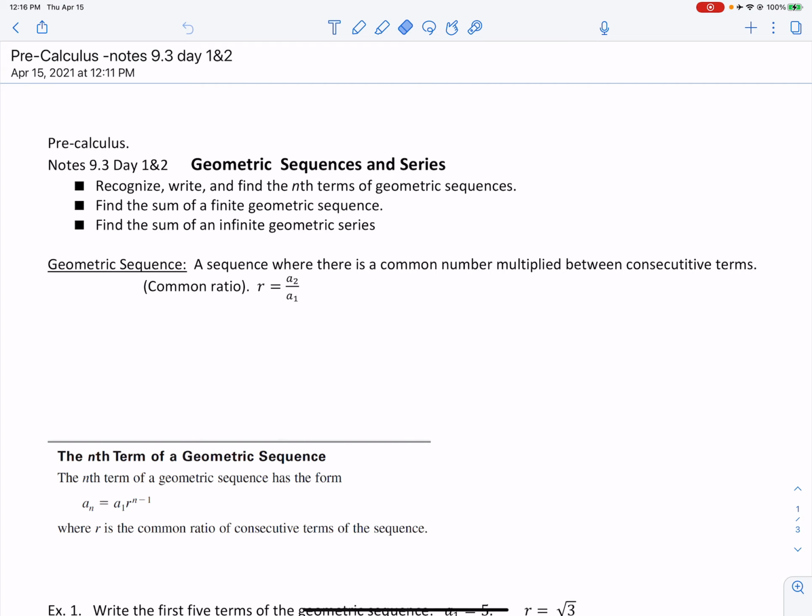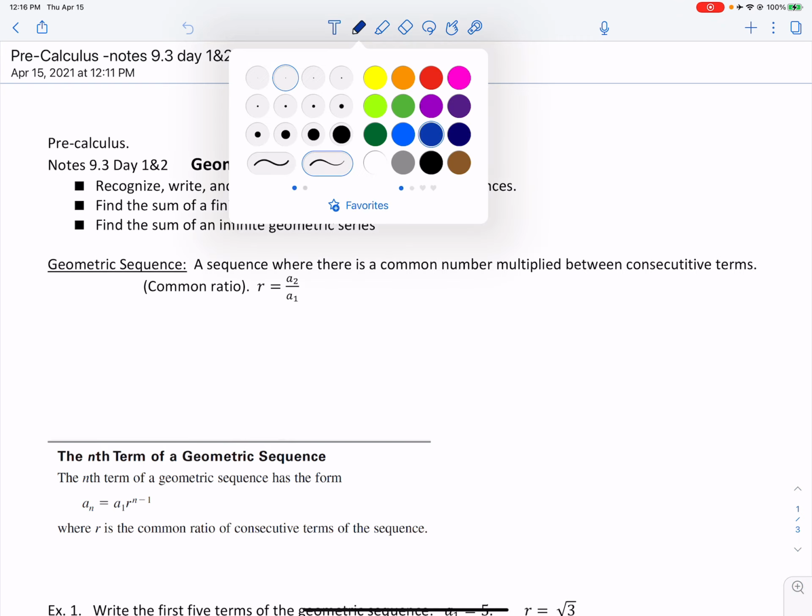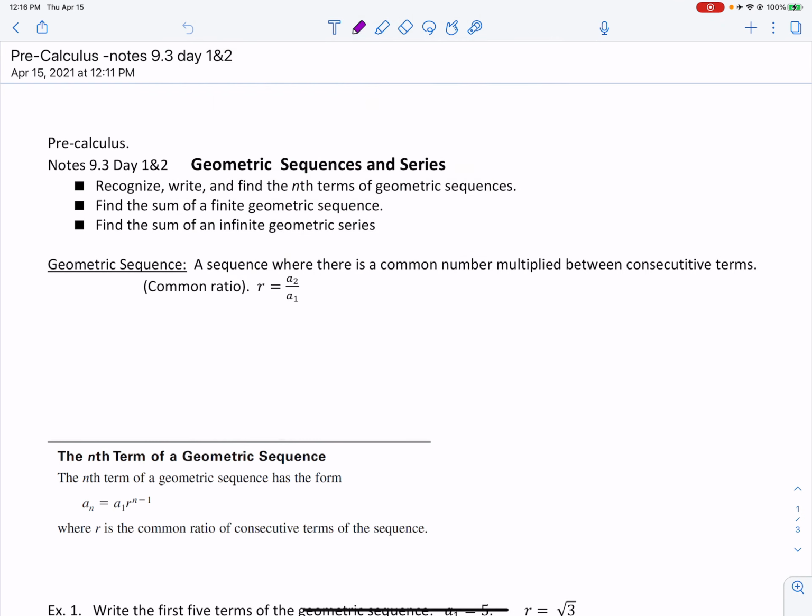If I have my first term being a sub 1, then to get to the next term, I multiply by what we're going to call a common ratio, using the variable r. So that second term is a sub 1 times r. Then to get to the next term, you multiply by r again, so you get a sub 1 times r squared. And you multiply by r again to get the next term, and so on and so forth.